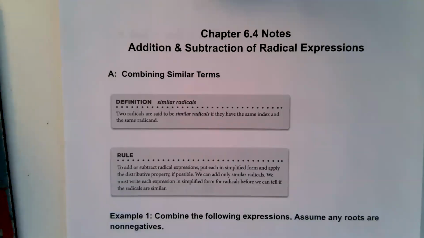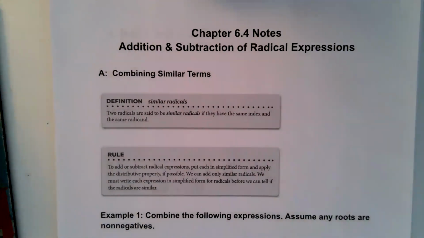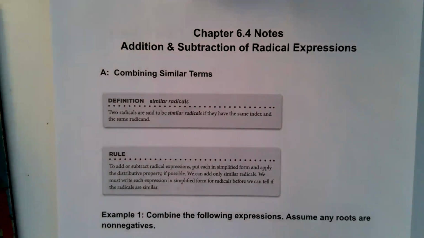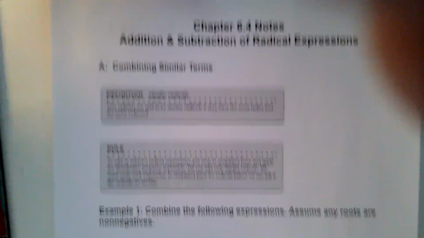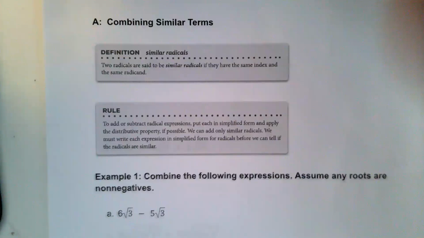Hello, welcome back for another video for chapter 6.4. It's over adding and subtracting radical expressions. So it's going to be going back to some of what we learned with adding like terms. When we add two groups of monkeys together, we have all monkeys. When we add two groups of X's together, we have all X's. And so now when we combine radicals, as long as they're the same radical, we can combine their coefficients. I'll show you how that works.